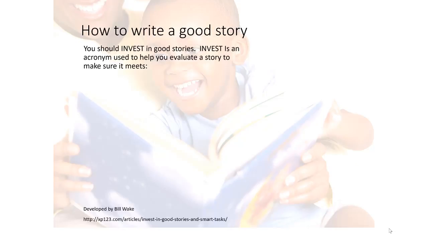All right, how to write a good story. This is a great little acronym that you really should run every story through when you're writing them. It's called the INVEST criteria. There's a link to Bill Wake's article on it, because he's the guy that came up with the INVEST criteria. Good job, Bill.